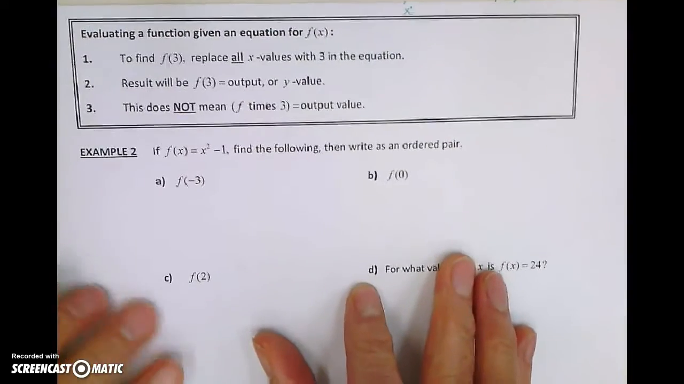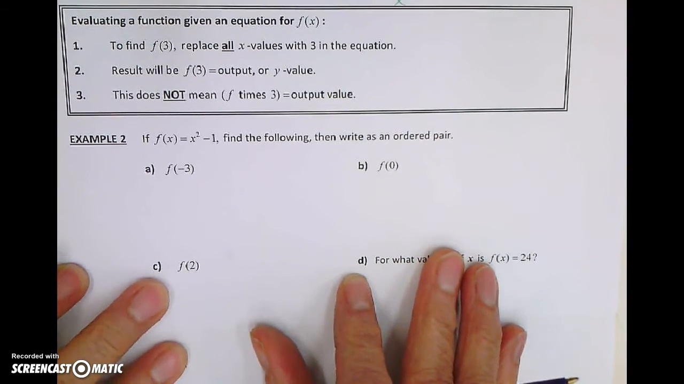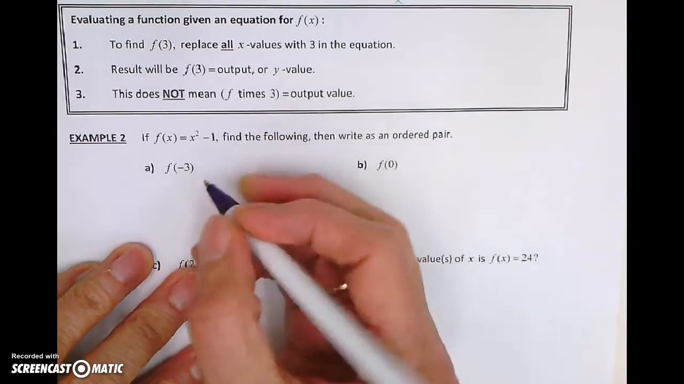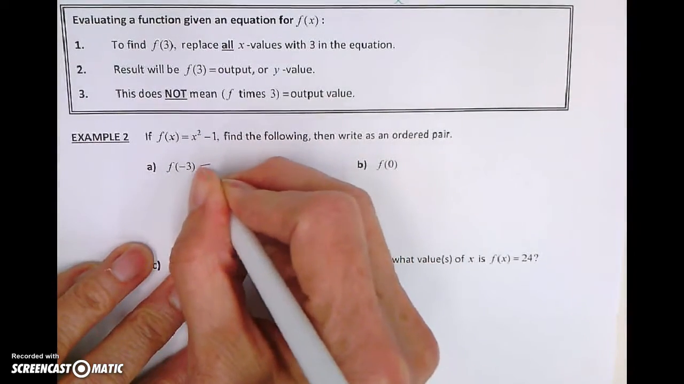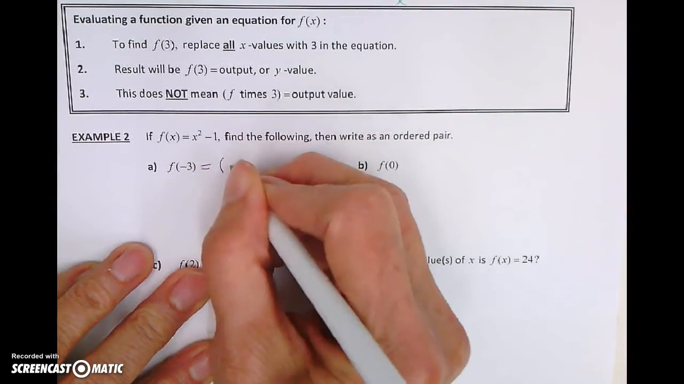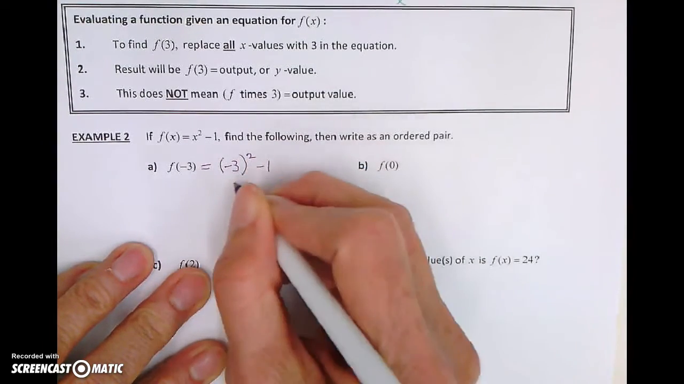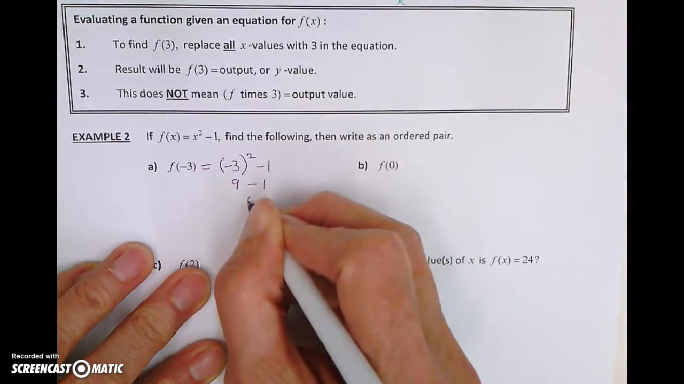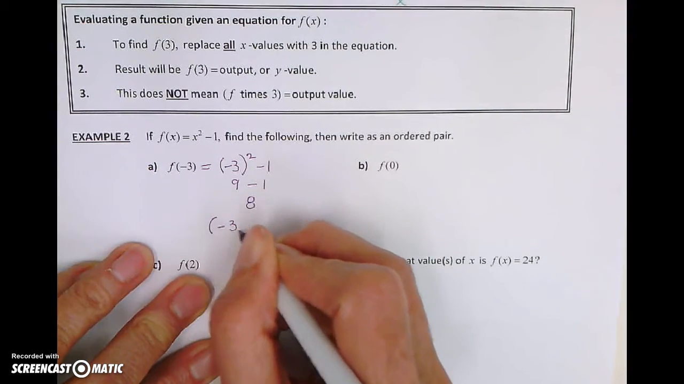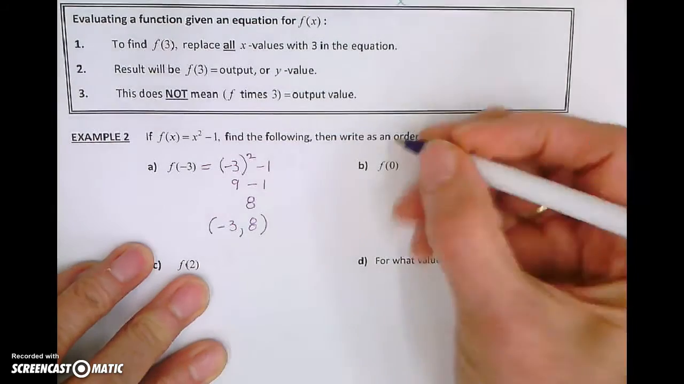All right, so here's some examples. If f of x is x squared minus 1, find the following, then write as an ordered pair. So this tells me here that x is equal to negative 3. So I'm going to come to my rule up here, and whenever I see an x, I'm going to substitute in negative 3. So I have negative 3 squared minus 1. So that's 9 minus 1, and I get 8. So my output is 8. When my input to this rule is negative 3, the output is 8, and there's my ordered pair.